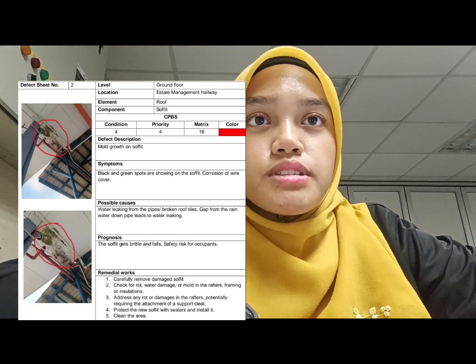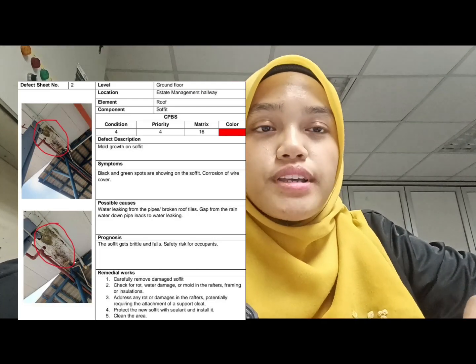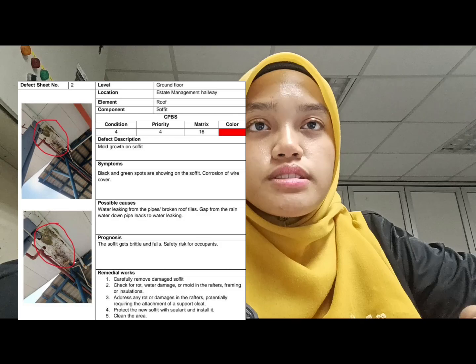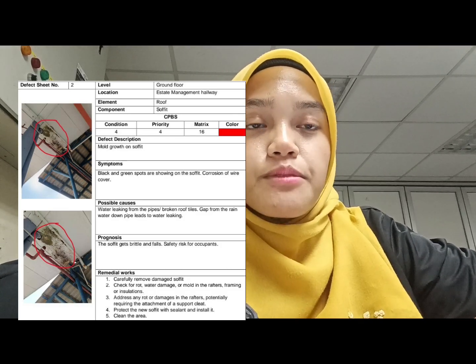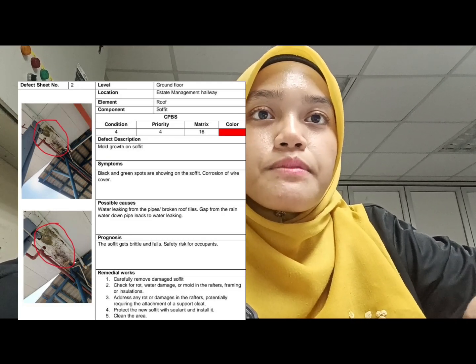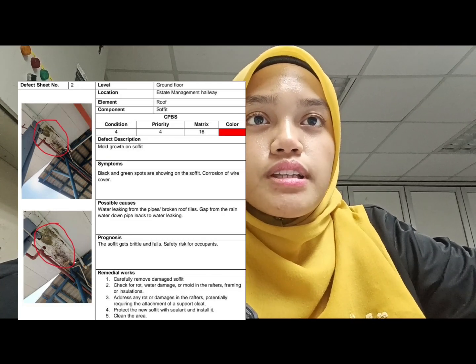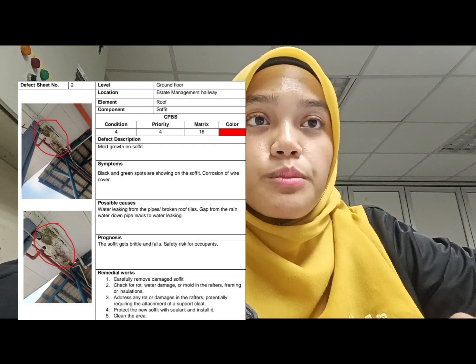So the symptom is black and green spots are showing on the soffit and corrosion of wire cover. The possible causes is water leaking from pipes or broken roof tiles. Gap from the rainwater down pipe leads to water leaking. The prognosis is the soffit gets brittle and falls, and it also risks the safety of the occupants.